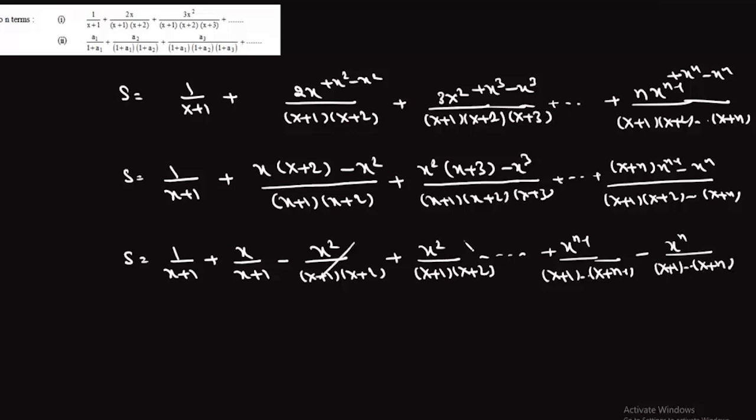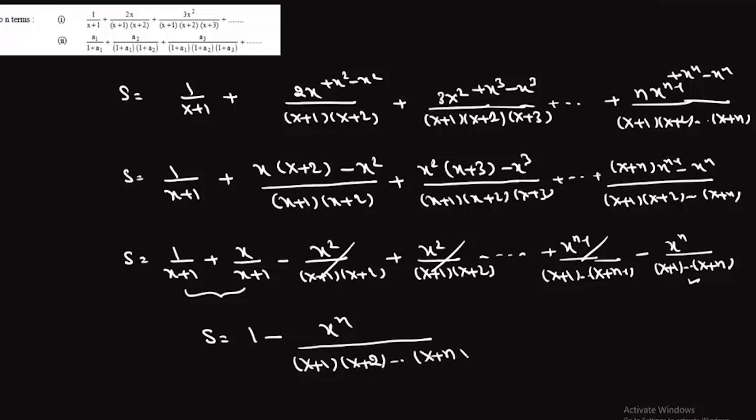Now here all these terms will cancel, so what we are left with is these terms and this term. Now 1 plus x upon 1 plus x is 1, so this sum will be simply 1 minus x to the power n upon x plus 1, x plus 2, up to x plus n. So that is the sum up to n terms.